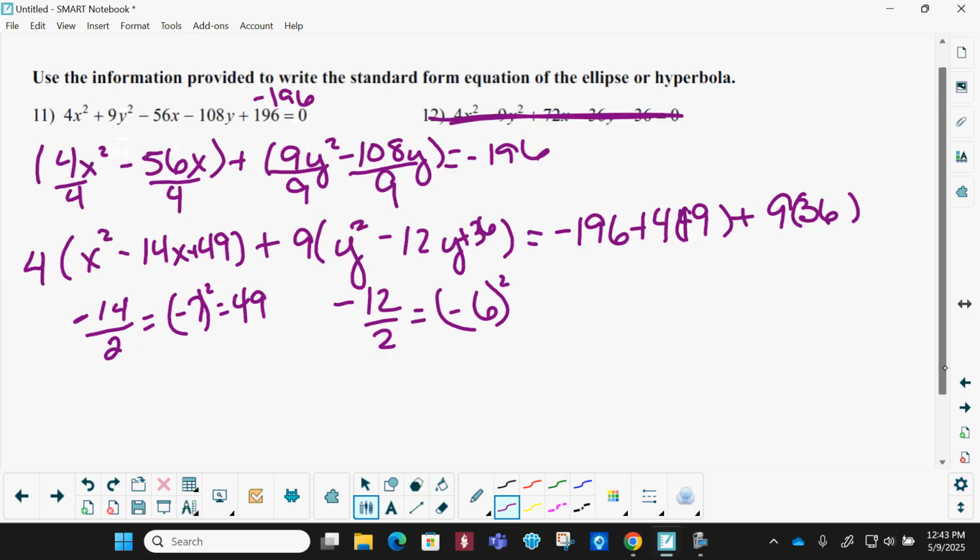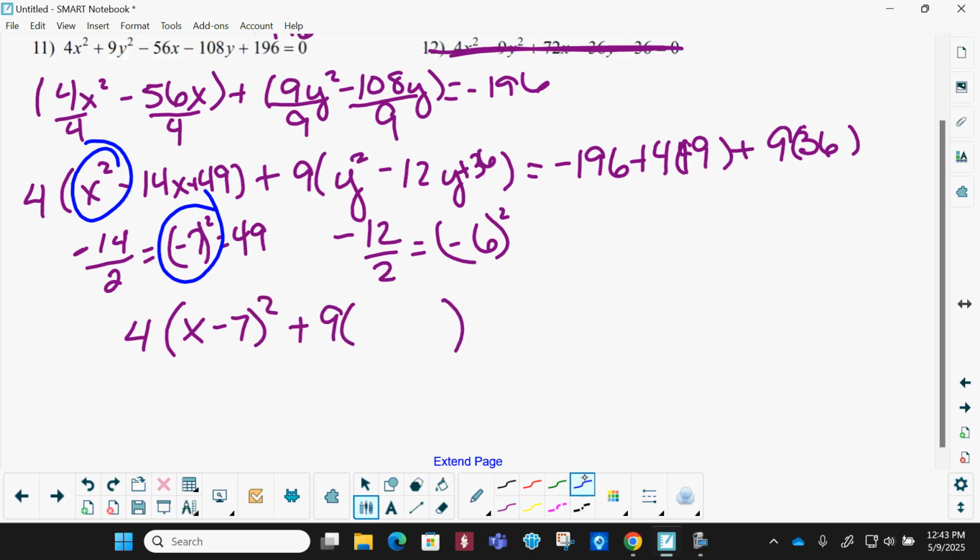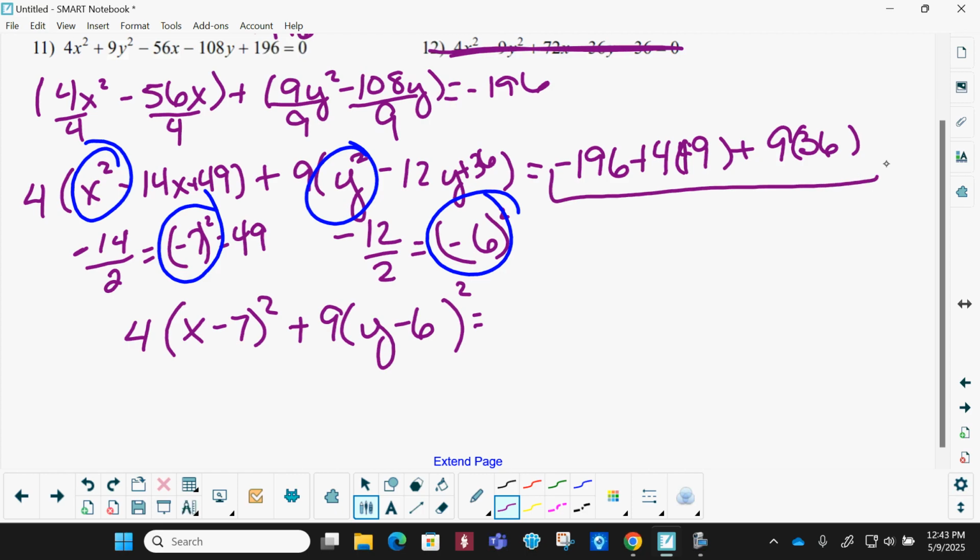We're going to collect the square terms. So we're going to collect this one and this one. So it'll be 4 times x minus 7 squared plus 9. We're going to do the same thing here with the y's. So we're going to get y minus 6 squared equals, put all of this into the calculator. So negative 196 plus 4 times 49 plus 9 times 36. We get 324. Divide by 324.